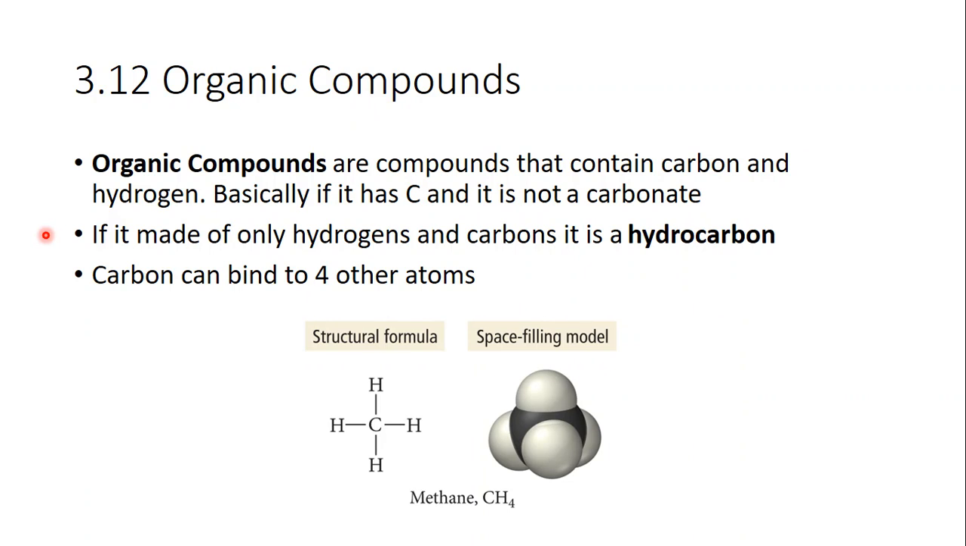In this video, we're going to look at organic compounds and how we name them. An organic compound is simply a compound that contains carbon and hydrogen. That's all it means to be organic. If it's only hydrogen and carbon, then it's called a hydrocarbon. Carbon is a special molecule in that it can bind to 4 other atoms, as shown here in methane. It's bound to 4 different hydrogens via covalent bonds. If you don't remember what a covalent bond is, please review those videos.